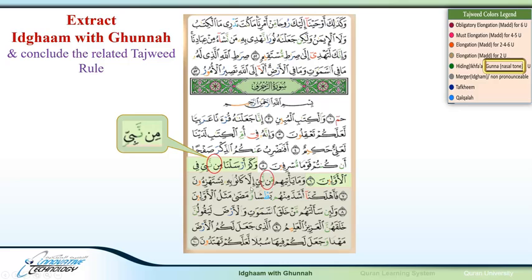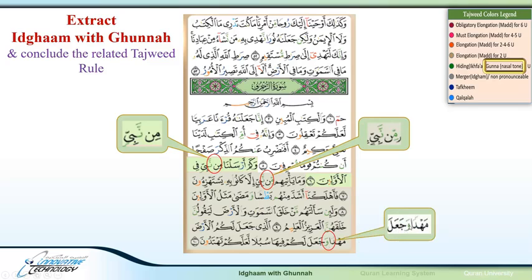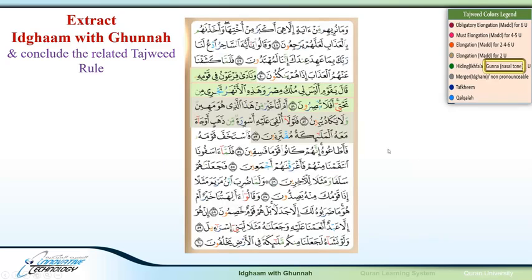Min nabiyyin. Second, another min nabiyyin. And mahdaw wa ja'al. Again, the tanween is in gray color here. And the waw, which is the letter following the tanween, is in green, indicating that it is an idgham of the tanween into the waw with ghunna. Mahdaw wa ja'al. More examples.